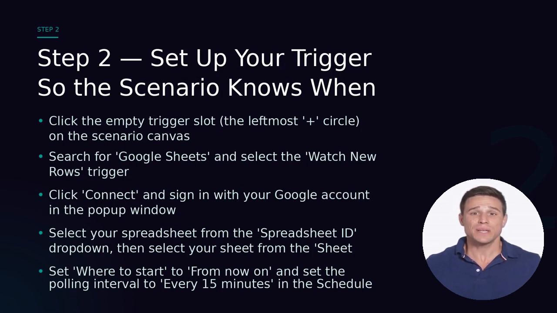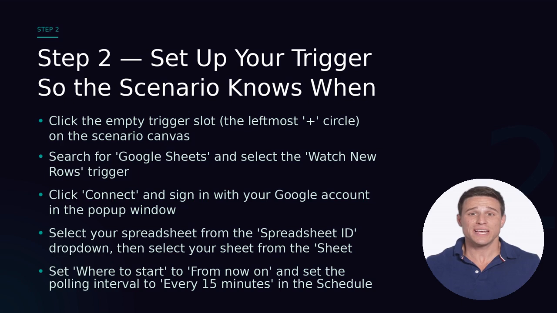Right, the HTTP module is your action, but you need a trigger telling Make.com when to run it. Click the little clock icon to the left of your HTTP module on the canvas. That's where your trigger goes. Hit the plus on the trigger slot. For most of you, your trigger will be a new row in Google Sheets, a Typeform submission, or a Shopify order. I'm using Google Sheets here.